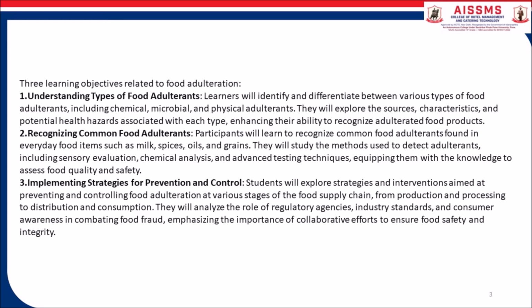Number 3, we will assess health risks and regulatory measures. We will examine the health risks associated with consuming adulterated food items, including allergic reactions, toxicity and long-term health effects. We will explore the regulatory framework and policies aimed at preventing and addressing food adulteration at both national and international levels. Through case studies and discussion, we will critically analyze the effectiveness of regulatory measures in safeguarding food safety and protecting consumer interest.